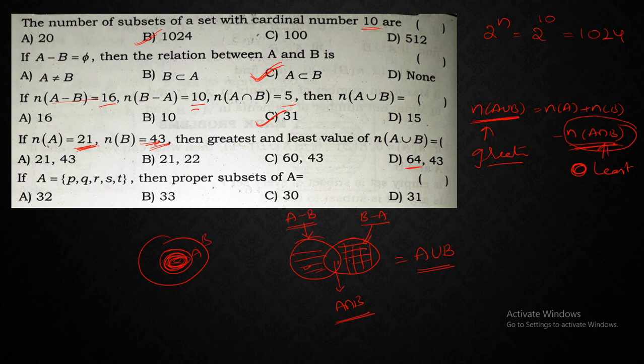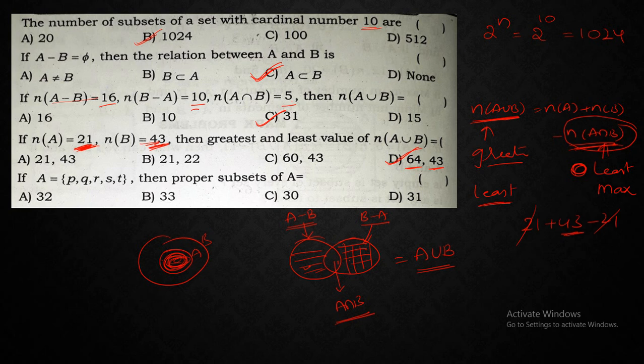The same way we are going to talk about the least also. If this is least, that means the intersection should be maximum. So what is the maximum possible n of A intersection B? The maximum possible is 21, because for 21 and 43, the common part we can take is at most 21. So 21 plus 43 minus 21: 21 gets cancelled, 43 remains. That is option D, my answer, right?